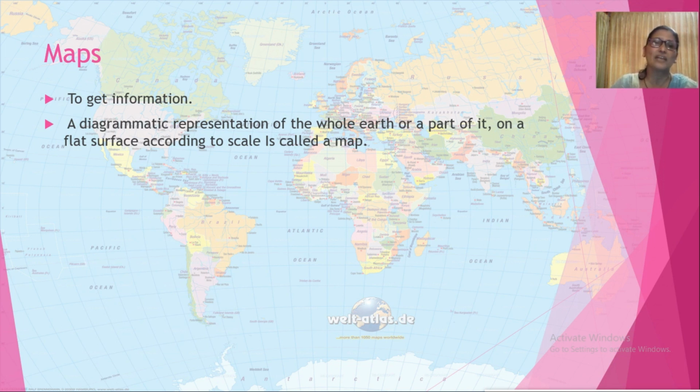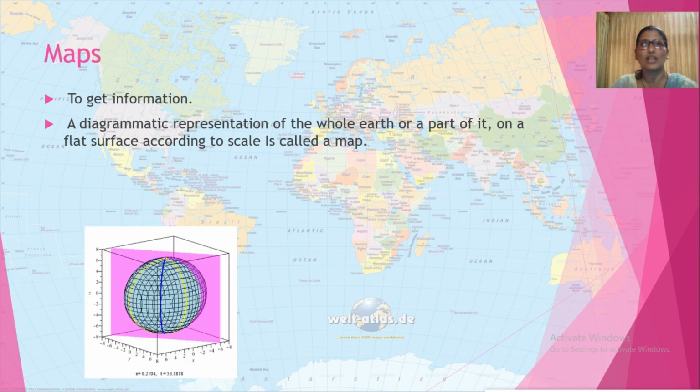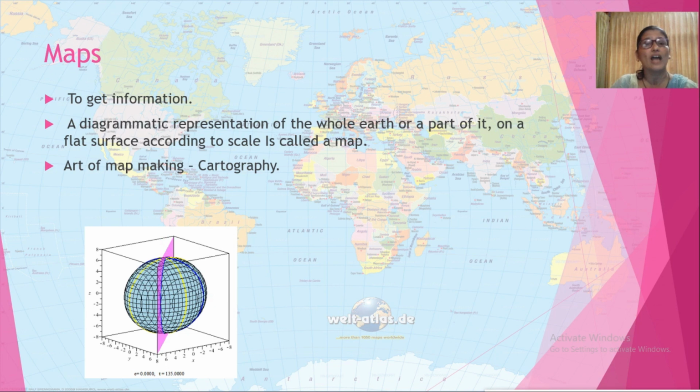A map is a diagrammatic representation of the whole earth or a part of it on a flat surface according to scale. Then you will understand about cartography. What is cartography? The art of making maps is called cartography.